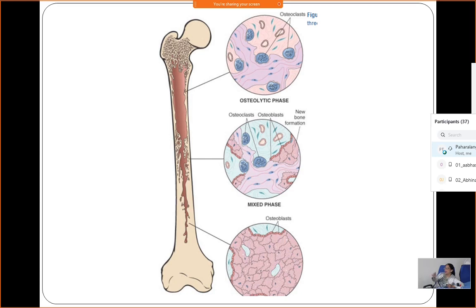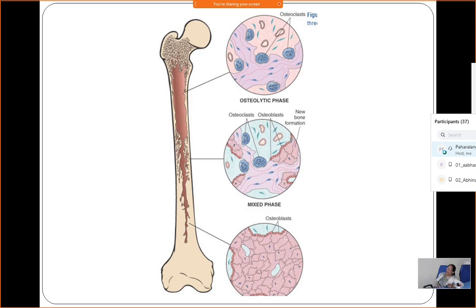As you can see, in the first part at the upper end of the bone, the osteolysis is more, and the bone, which is yellowish or slightly gray in color, is thinned out. The reddish portion is the lytic portion. So the medullary cavity is expanded, and the cortex has become very thinned out. This is the initial stage.